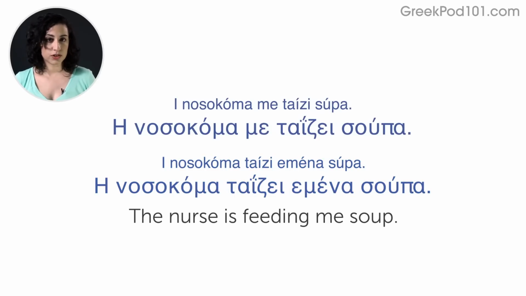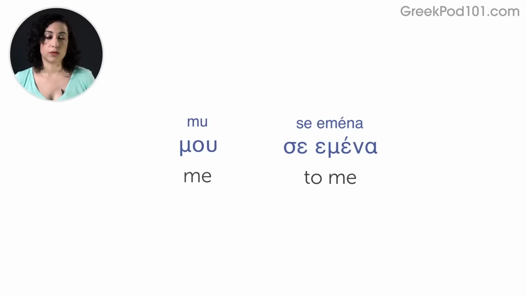Remember, a weak object pronoun in accusative like με can usually be replaced by its equivalent strong form in accusative like εμένα, while a weak pronoun object in genitive like μου can be replaced by a preposition plus its equivalent strong form in accusative like σε εμένα, to me.